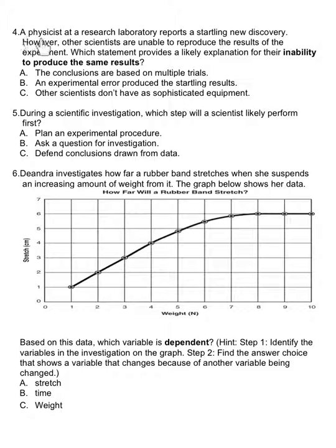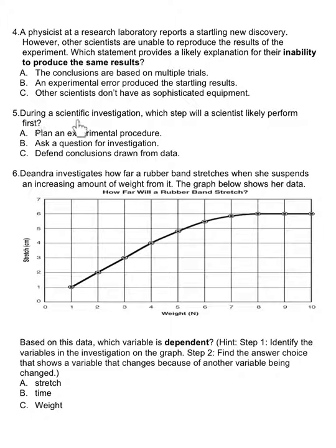Number 4. A physicist at a research laboratory reports a startling new discovery. However, other scientists are unable to reproduce the results of the experiment. Which statement provides a likely explanation for their inability to produce the same results? A. The conclusions are based on multiple trials. B. An experimental error produced the startling results. C. Other scientists don't have as sophisticated equipment.